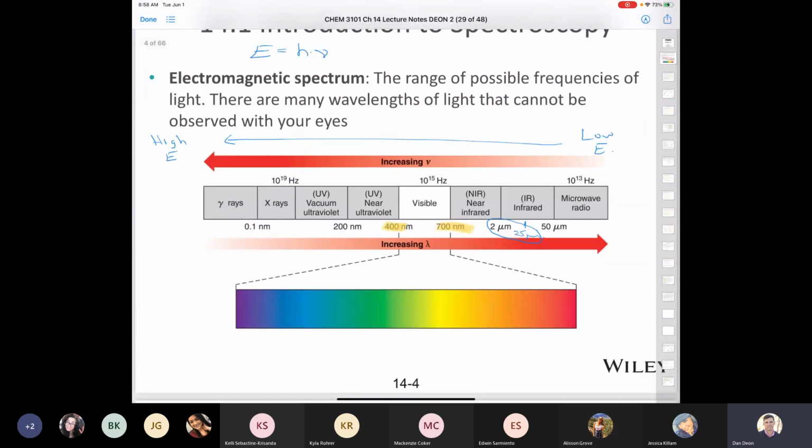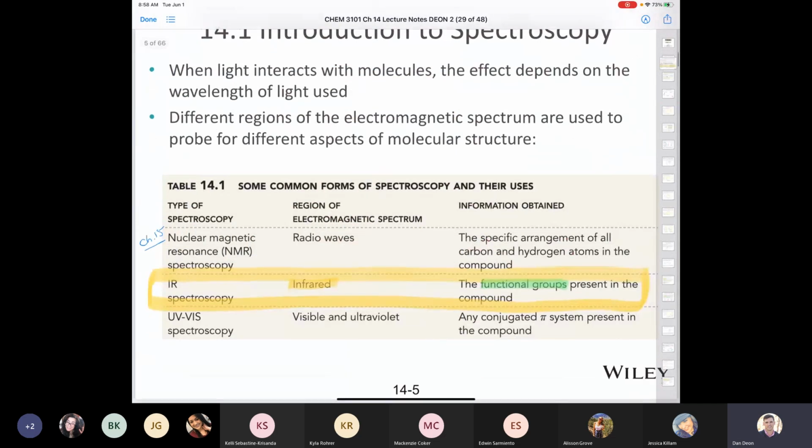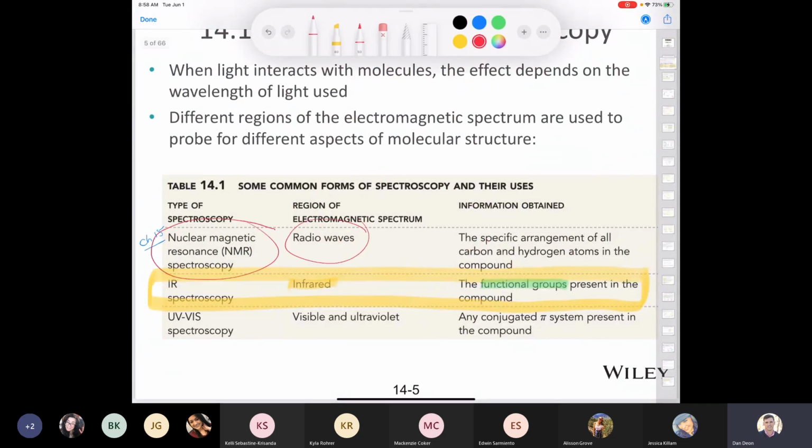Okay, if we go right back to the beginning of this chapter, I told you that in chapter 15, we're going to cover what's called NMR. And there we use radio waves. So we use bigger waves from the electromagnetic spectrum. But the point behind NMR, which we're going to cover later, is it tells you about the arrangement of all the carbon and hydrogen atoms. So it actually shows you how they're connected.